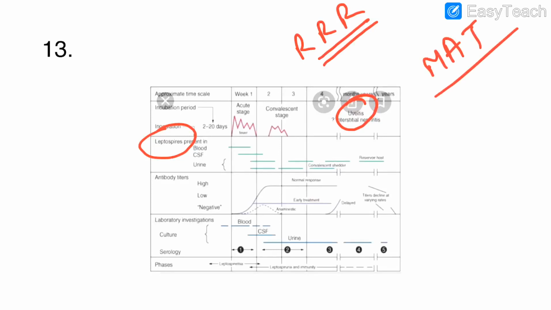Okay, and obviously you know the investigation we use for it, MAT, that is microscopic agglutination test. And nowadays the investigation of choice is going towards what? PCR. And the drug of choice, if somebody asks you regarding leptospira, again it is doxy. Okay, so doxycycline is used here. But yes, if the leptospirosis is very serious, then you have to use the penicillins. Fine.